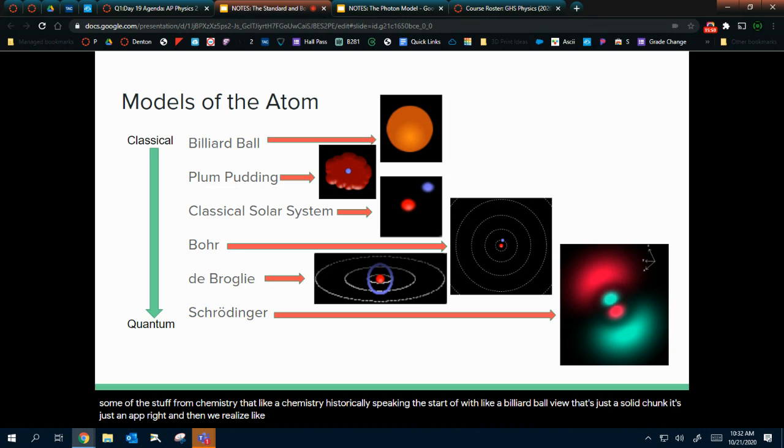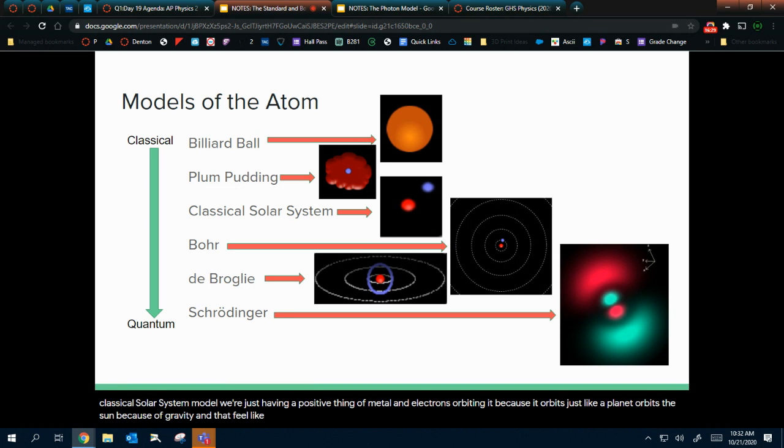And then we realized it's not exactly that, and Rutherford started his gold foil experiment, where he was shooting something, electrons and neutrons, I can't remember, at atoms. He noticed that most of them would just go straight through, but then some would bounce off, and that led to the plum pudding model: it's mostly empty, but there seems to be something solid in it. And then the classical solar system model, where you have a positive thing in the middle and electrons orbiting it, just like a planet orbits the sun because of gravity.